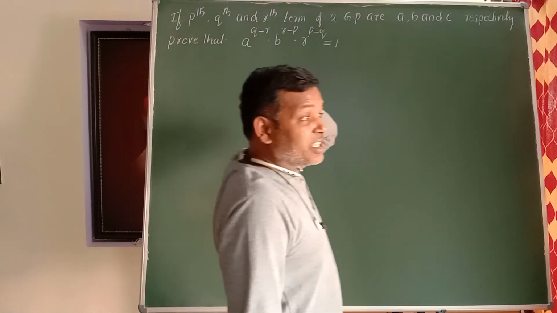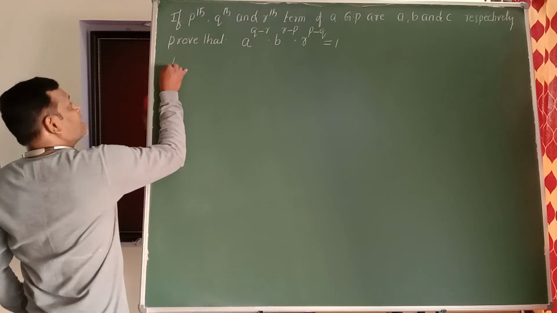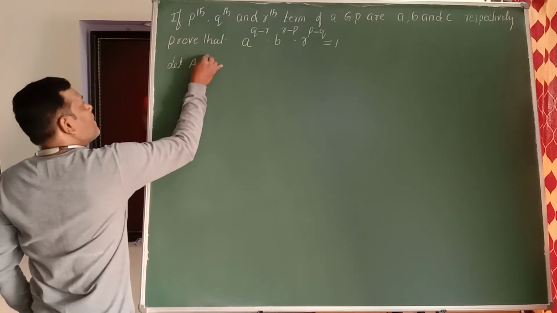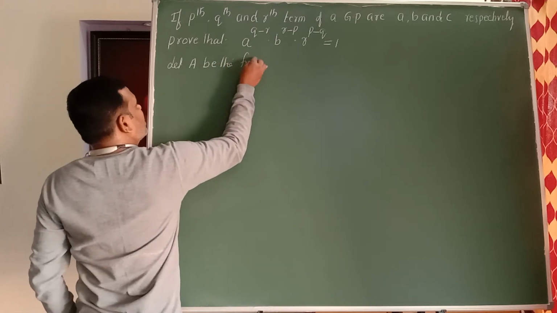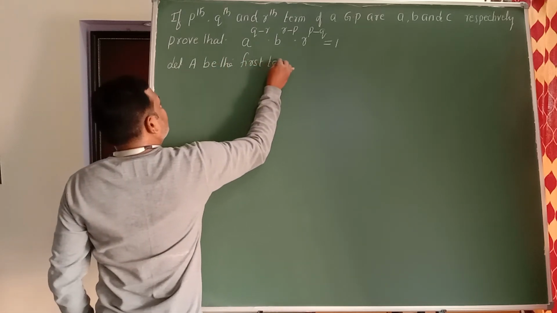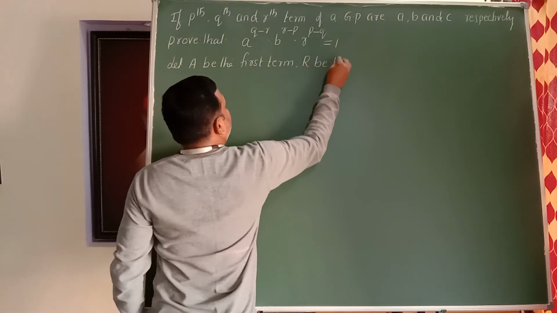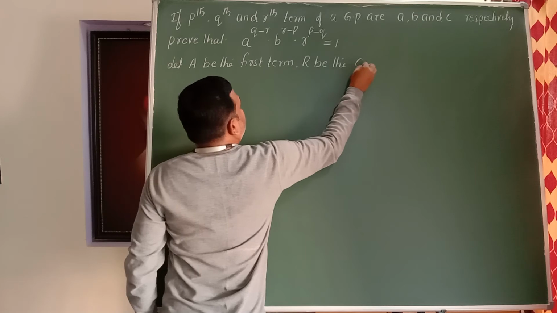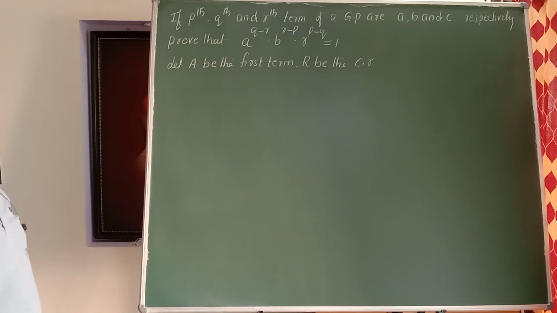So the first term and common ratio are taken in a different way. Let capital A be the first term. Capital R, very important, be the common ratio. CR is nothing but common ratio. Look at me. Let A be the first term and R be the common ratio.